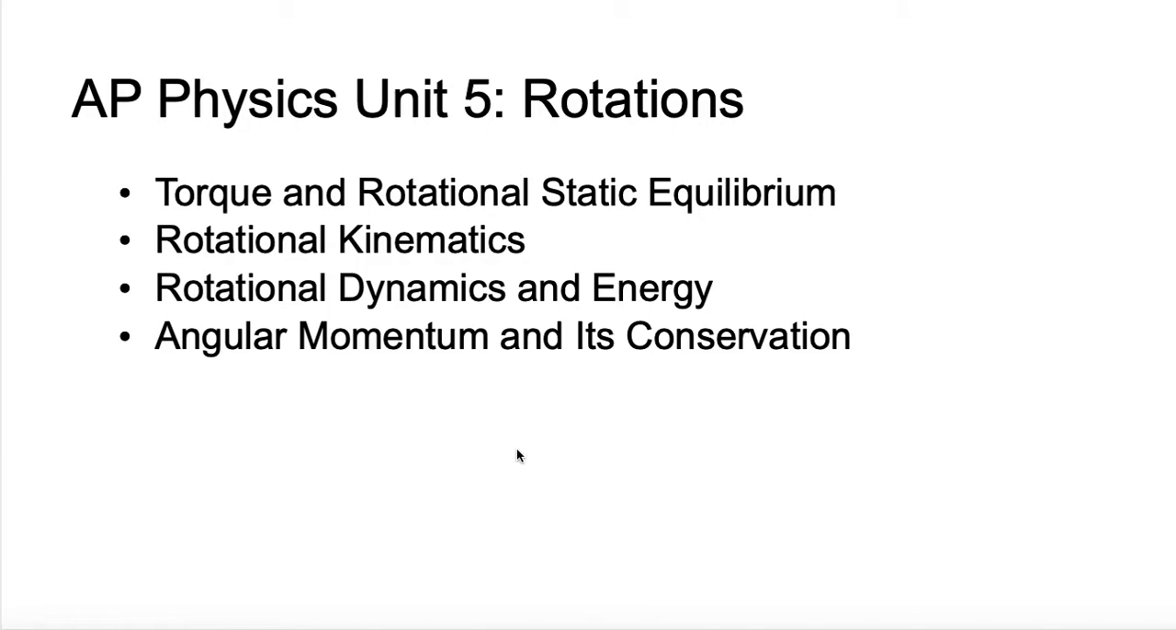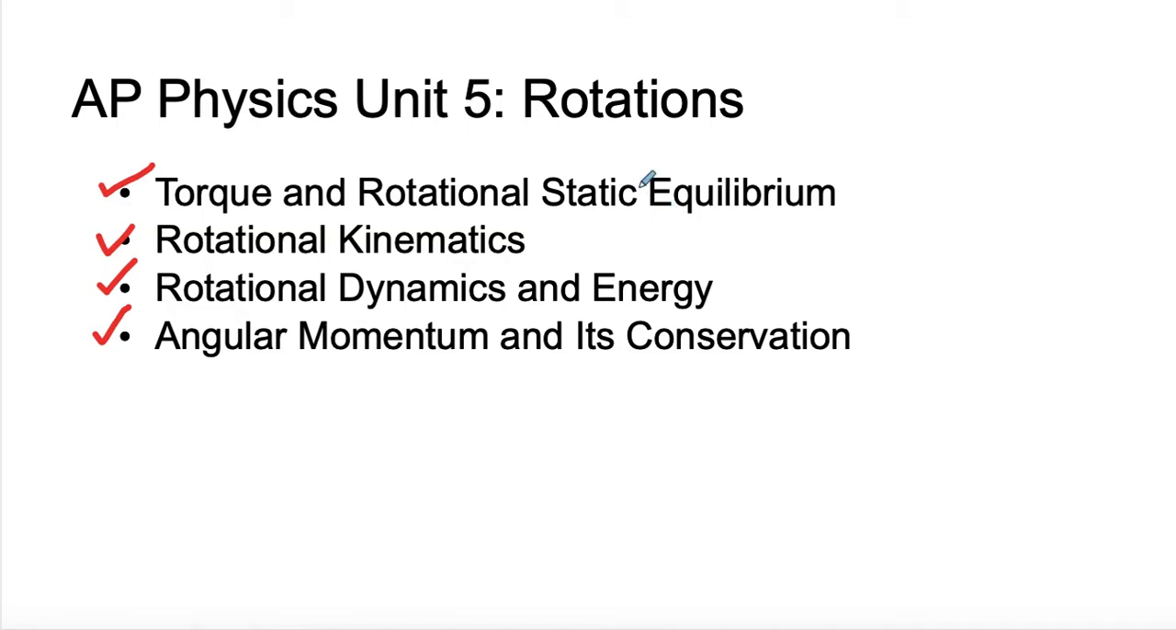Physics, and this small overview is an overview of Unit 5 from the AP Classroom on rotations. There are four main points to the rotations unit, with many subpoints inside of there. The first main point is torque and rotational static equilibrium. Second is rotational kinematics. Third is rotational dynamics and energy, and the fourth is angular momentum and its conservation.